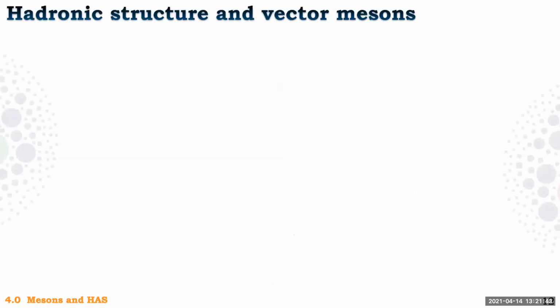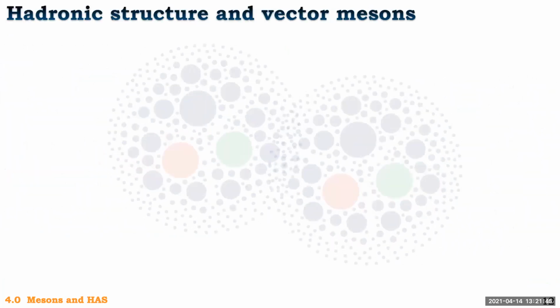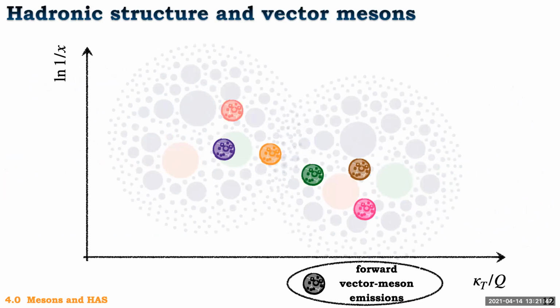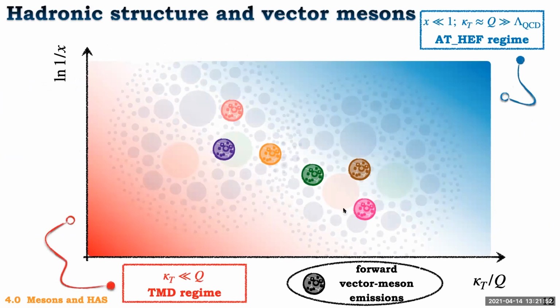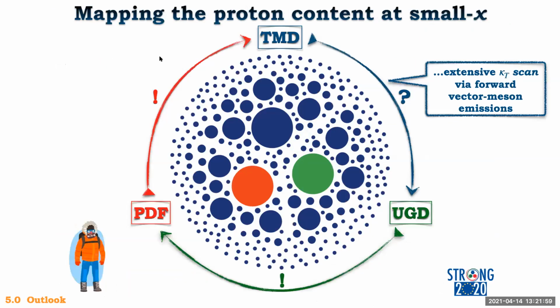inclusive emission. Here it is just a simple diagram that allows us to understand that forward vector meson emission allows us to probe an intermediate regime between TMD and high-energy factorization. And I go to the conclusion simply saying that we are interested in general to make a scan of the hadronic structure via different kinds of parton density. In particular, we can provide an extensive scanning in kT via forward vector meson emission, rho-meson, but also, for example, quarkonia. Thanks.